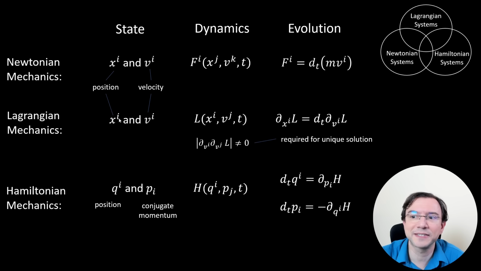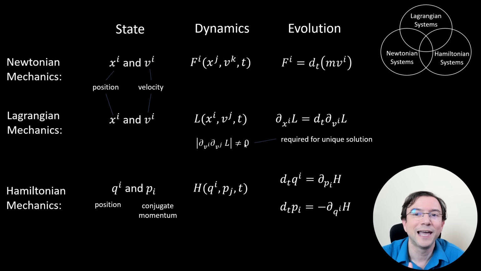For Lagrangian mechanics, the state is the same thing. It's given by position and velocity. And this time, the dynamics, how the system evolves, is given by a Lagrangian. A Lagrangian is a function of position, velocity, and time. There is a requirement, though, to be able to have unique solutions. We must have that the Hessian of the Lagrangian, that is the matrix made by the second derivatives with respect to the velocities, its determinant must be different than zero. Otherwise, if you don't have this, you wouldn't have a unique solution.